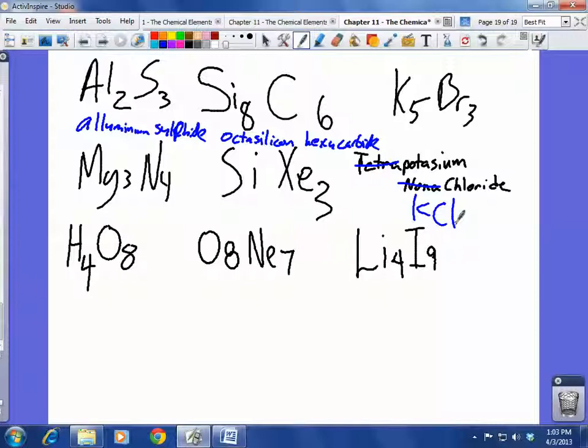I should have said no hydrogens. We'll pretend that hydrogen here is a metal. So hydrogen H4O8. It would just be hydrogen oxide, really. Don't worry about that. Hydrogen just makes things more complex. Well, that's true, but not beyond the scope of our class. Okay.